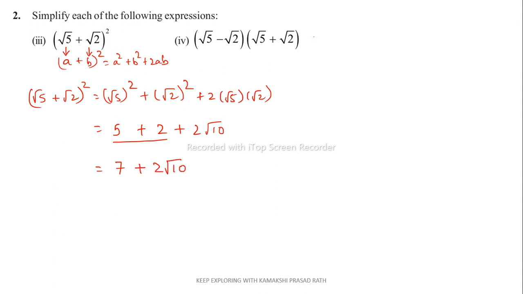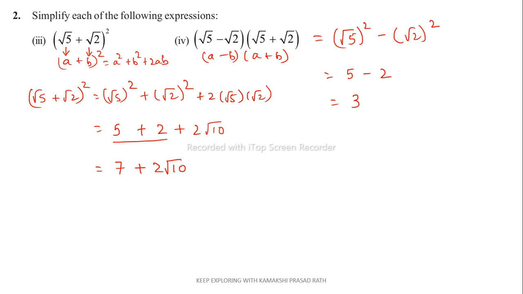The next bit, so you can see here this is in the form a minus b multiplied by a plus b. We get a squared minus b squared, so root 5 is a, root 2 is b. So a squared minus b squared, 5 minus 2, we are left with the answer 3.